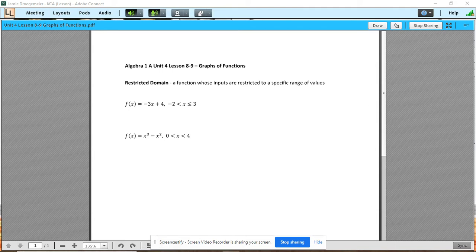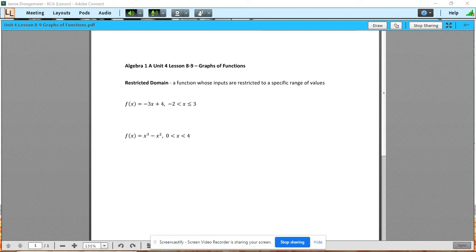Today we are in lessons 8 and 9 of Unit 4, which is about graphs of functions. And we're going to focus especially on an idea called restricted domain. So we've talked about the domain and the range of a function. We said that the domain is going to be all of our inputs into that function, the range, our outputs.